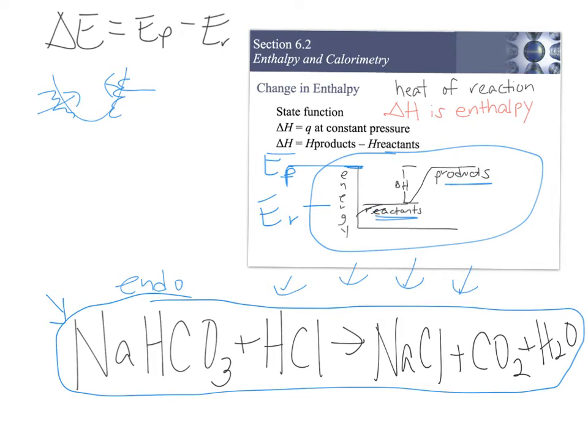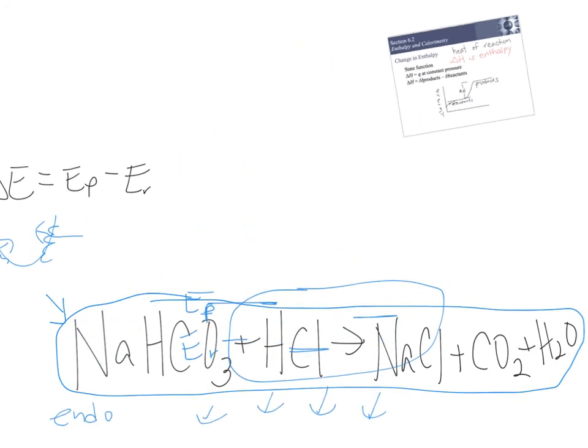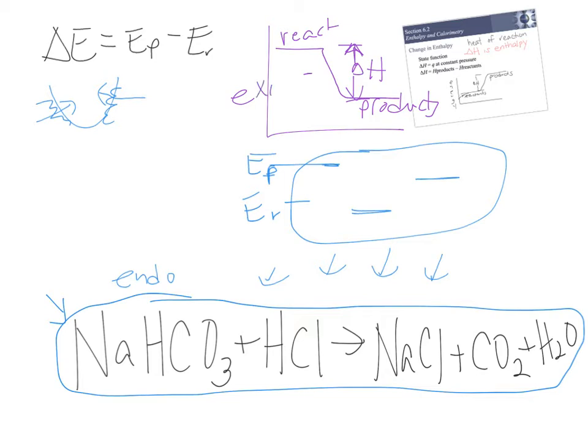If this diagram was flipped, I'll try to do that. Of course, it doesn't want me to. If we were talking about a totally different reaction that happened to be exothermic, it would look like this. You'd have your reactants up here, and your products would have an internal energy that was less because they would have lost energy. Your change in enthalpy would be in between, and it would be a negative number. This is for an exothermic reaction.